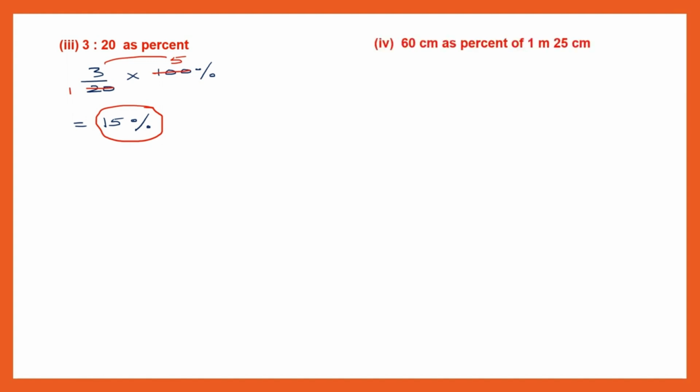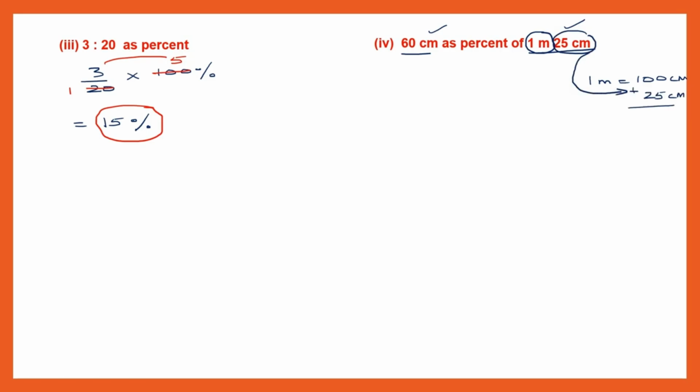Question 4. Here we have to express 60 centimeters as a percent of 1 meter and 25 centimeters. So the first step is we have to get them all to be the same units. Here we have centimeters, here we have meter and centimeter. So let's convert all that into centimeters. Now 1 meter is 100 centimeters. Now here we have 25 centimeters, so we have to add that here.